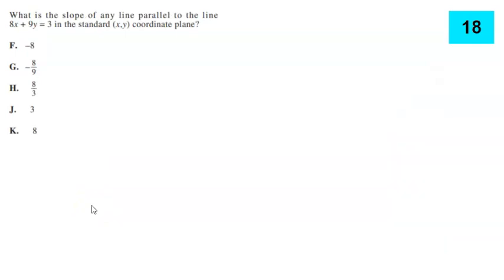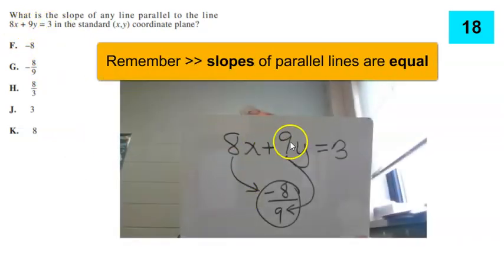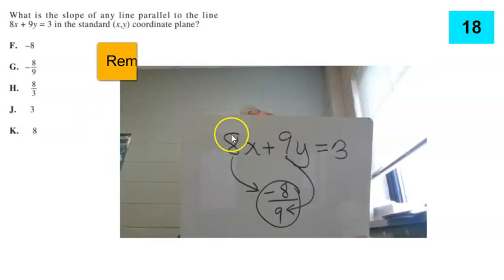What is the slope of any line parallel to a line 8x plus 9y equals 8? If you don't know how to solve for y, you could just subtract the 8x and divide by the 9, or you could just take negative whatever the coefficient of x is over 9. So it's -8/9. The correct answer is G.